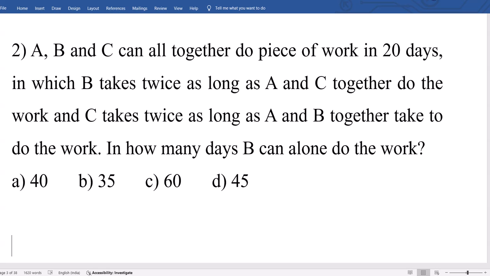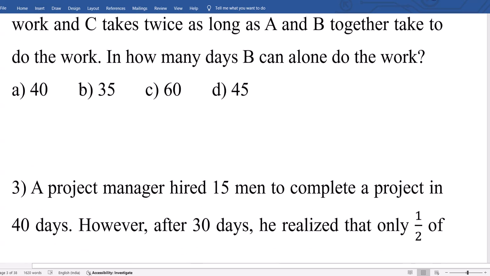Good question actually. We may know so far A alone, B alone, C alone, a lot of things. But here they have given a good question, excellent question. When there is some new question, there is an update, be happy. Oh, we're learning something. All these three can do certain work in 20 days. But they have given some new data here. B takes twice time as A and C together.